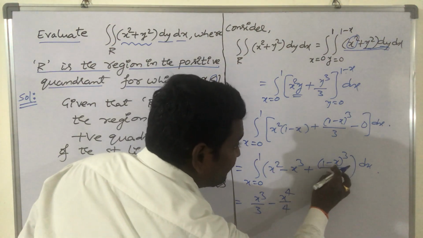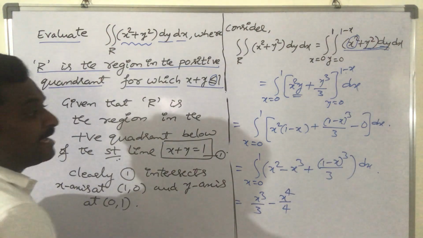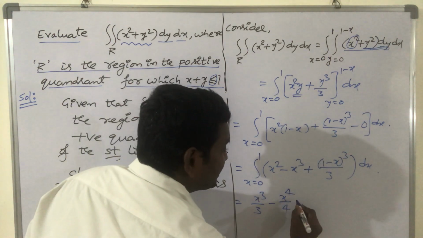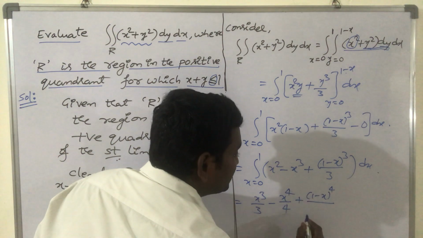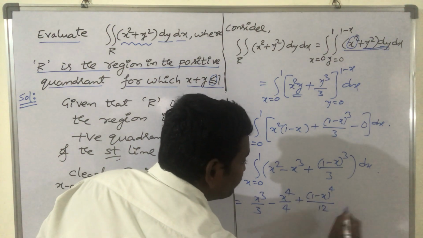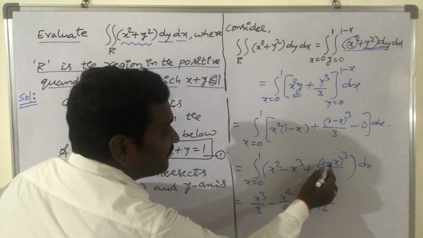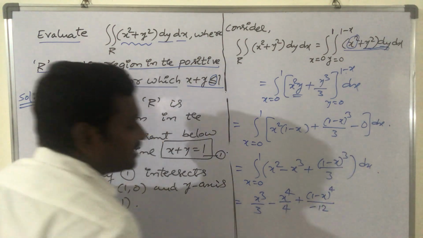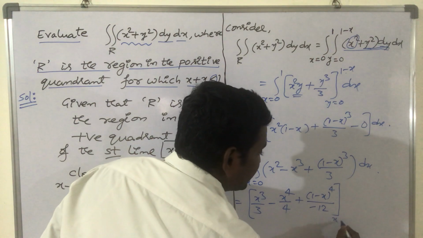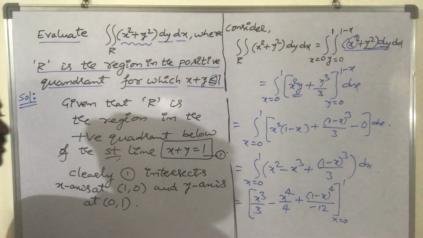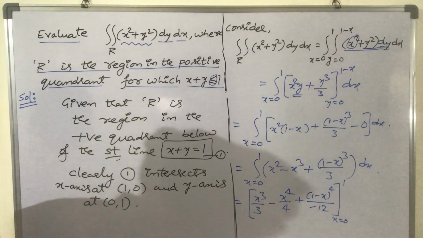and integration of 1 minus x whole cube, like the x power n formula. So you will get 1 minus x whole power 4 by 4. Already 3 is there. That's why 4 3s are 12. But the coefficient of x is negative, that's why write minus in the below. Integration is completed, so it is enough to substitute the values of x.